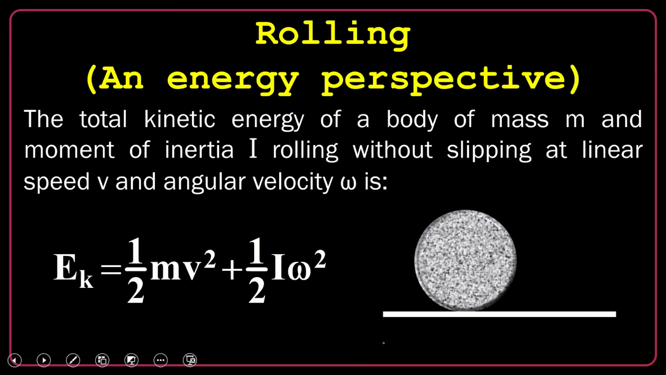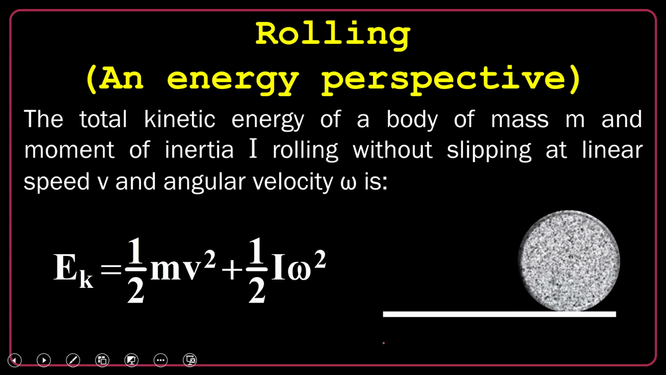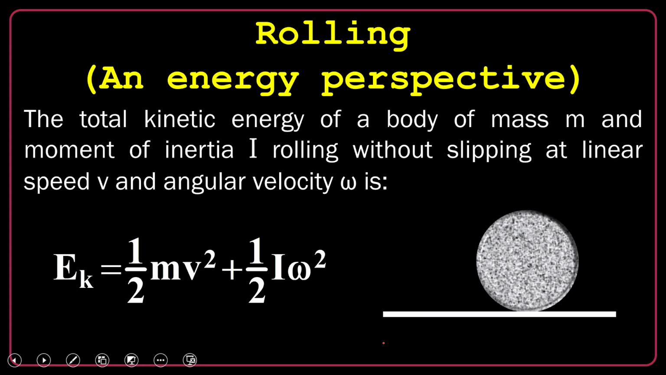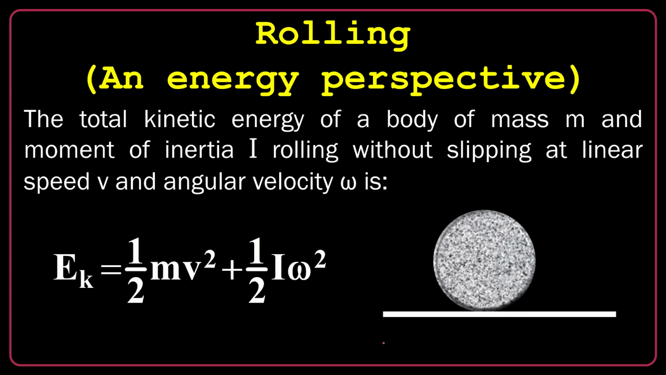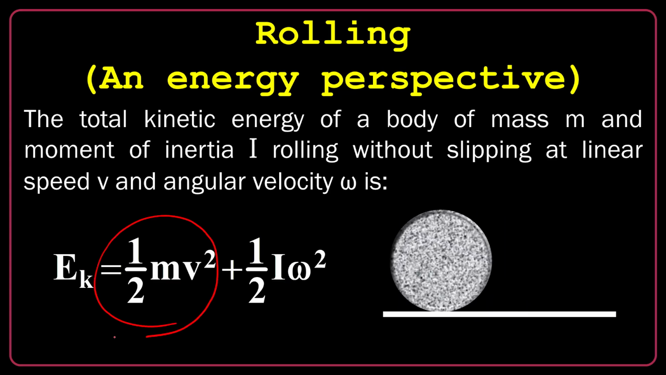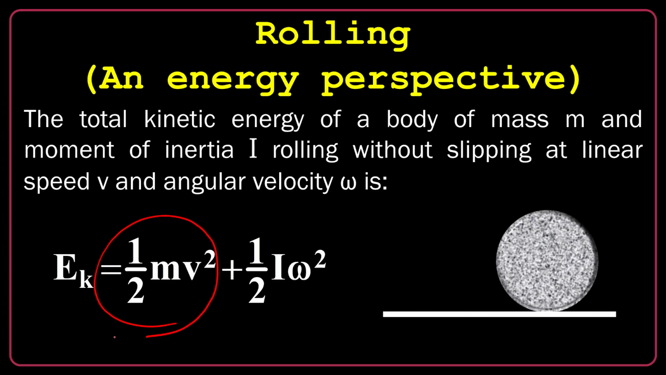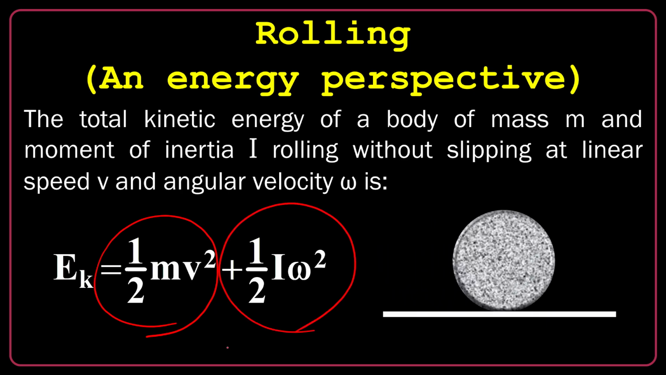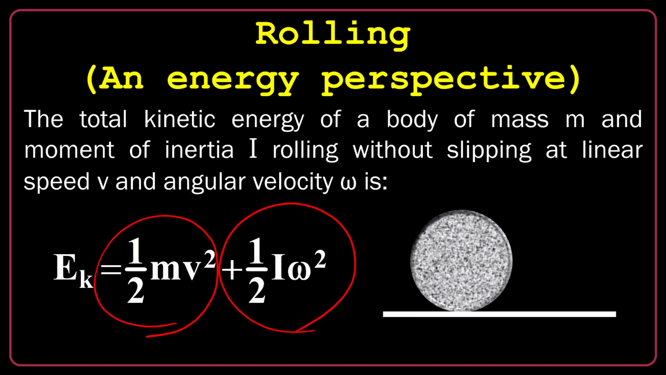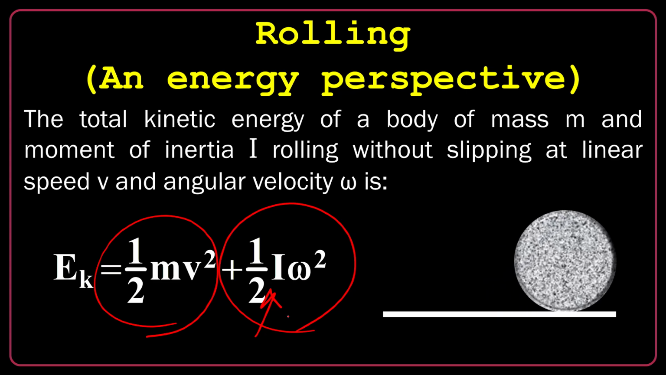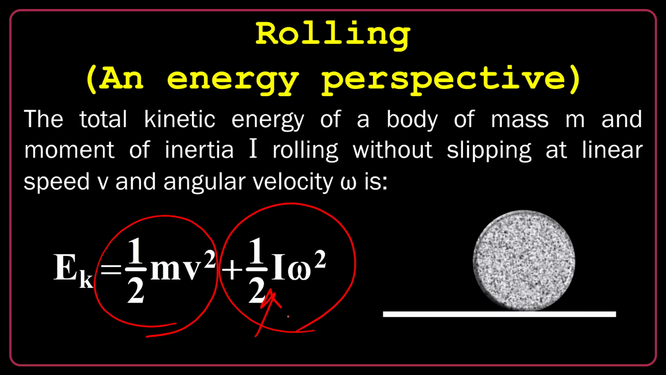And let's go to rolling and the kinetic energy. For an object in the rolling case, rather than just a half of m v squared, which is due to the translational motion, you know that we have an extra term, a half of I omega squared. I is the moment of inertia and omega is the angular velocity.